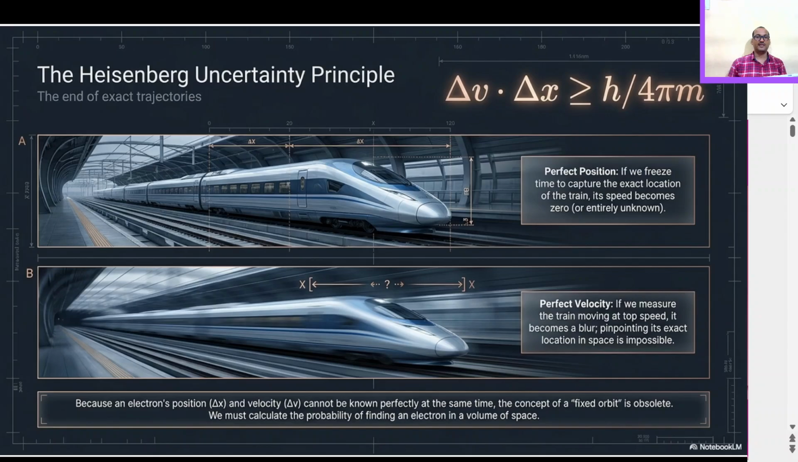You can see how the bullet train looks. If you freeze time to capture the exact location of the train, the speed becomes 0. Similarly, if we measure the train moving at top speed, it becomes a blur, and pinpointing its exact location in space is impossible.